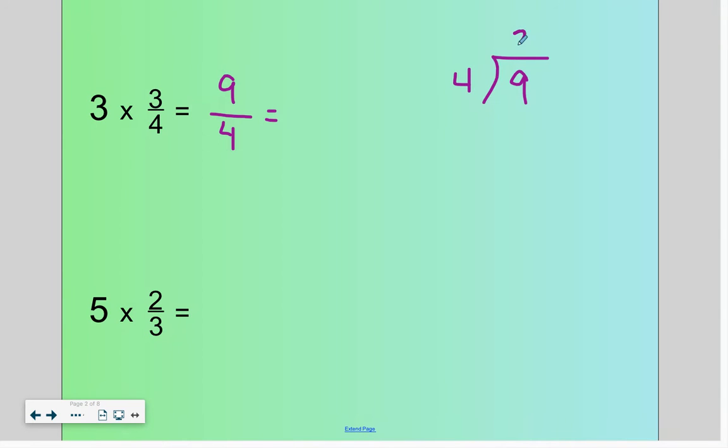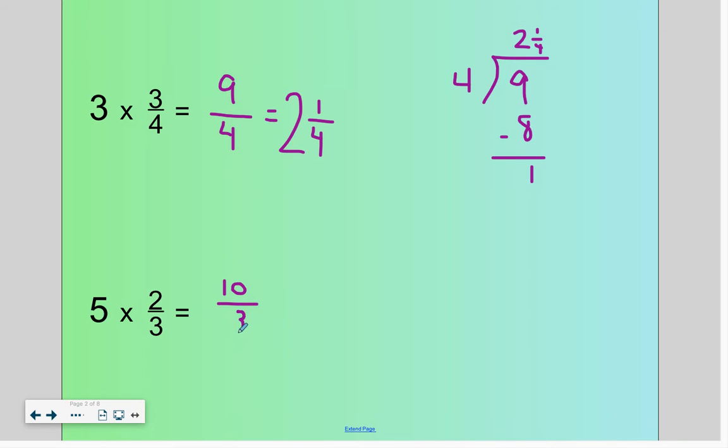4 goes into 9 2 times. 2 times 4 is 8. We subtract and get a remainder of 1. So our answer becomes 2 and 1/4. We can also say 4 goes into 9 2 times with 1 left over, so our answer is 2 and 1/4. For 5 times 2/3, 5 times 2 is 10.